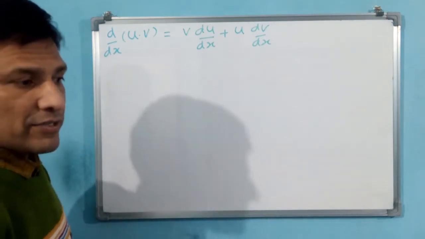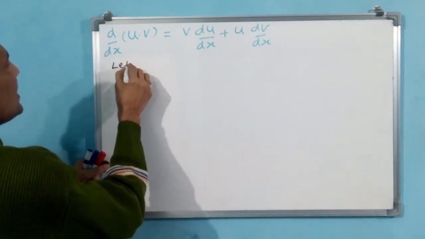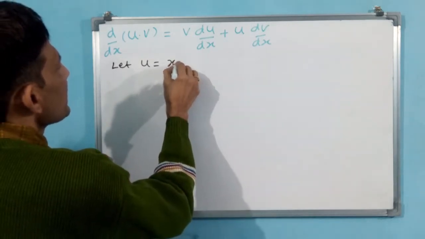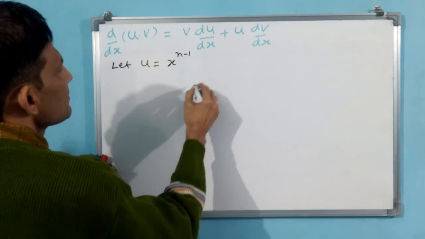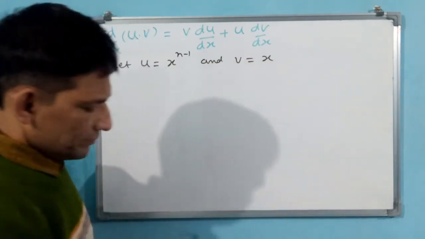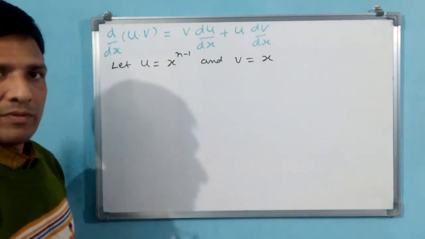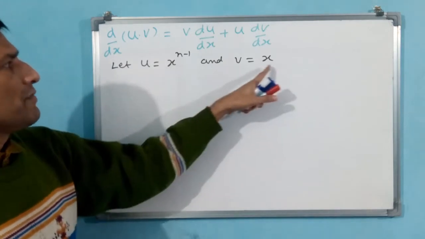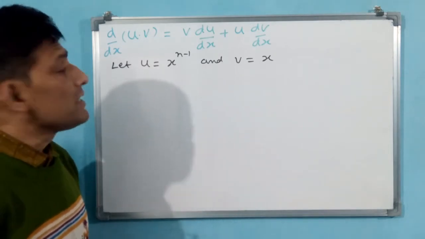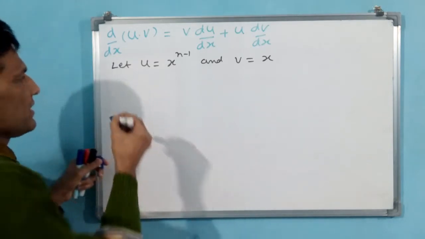Let me take u and v. Let u be equal to x power n minus 1 and v be equal to x. Like that I have taken both. Now let me do this. Now you see what I am writing.